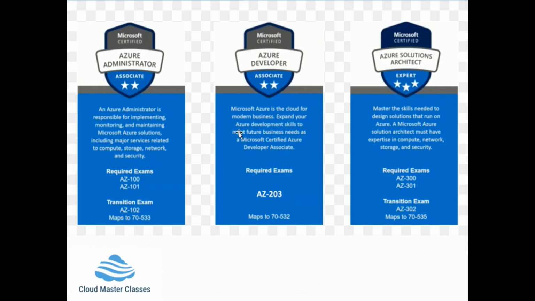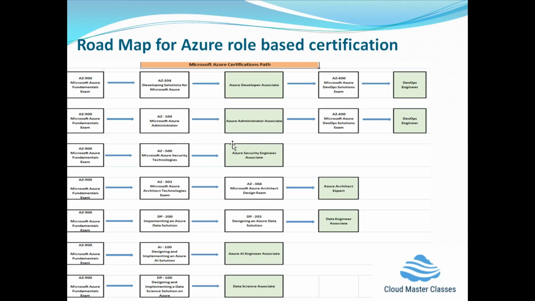Another one is Azure Developer Associate. Microsoft Azure is a cloud for modern business. Expand your Azure development skills to meet future business needs as a Microsoft certified Azure Developer Associate. Once you clear AZ 204, Developing Solution for Microsoft Azure, you would become Azure Developer Associate. After this, if you want, you can opt for AZ 400, Microsoft Azure DevOps Solution exam. After clearing this, you would become DevOps engineer.